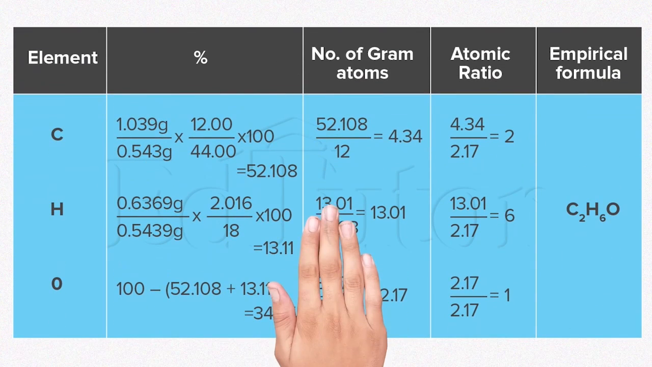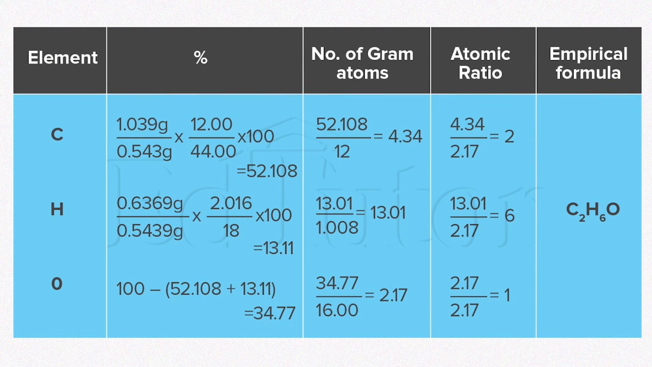As always, we will begin by formulating our data. So, we have mass of compound is equal to 0.5439 gram. Mass of carbon dioxide is equal to 1.039 gram. Mass of water is equal to 0.6369 gram. According to the steps we discussed in the previous video.